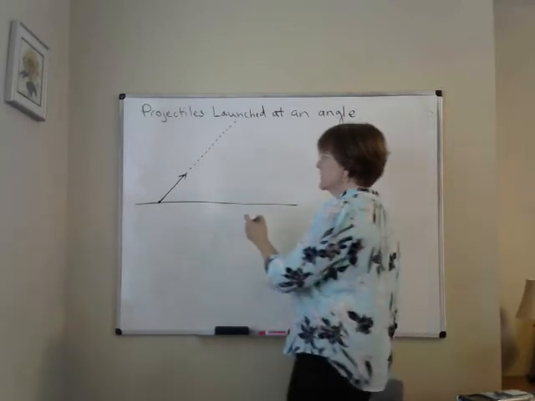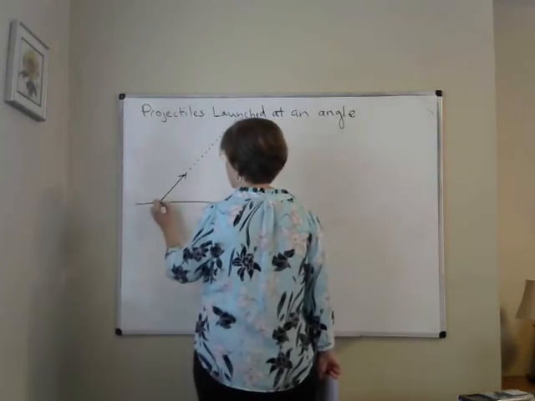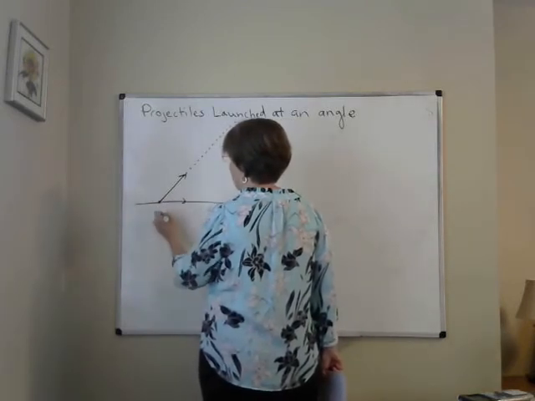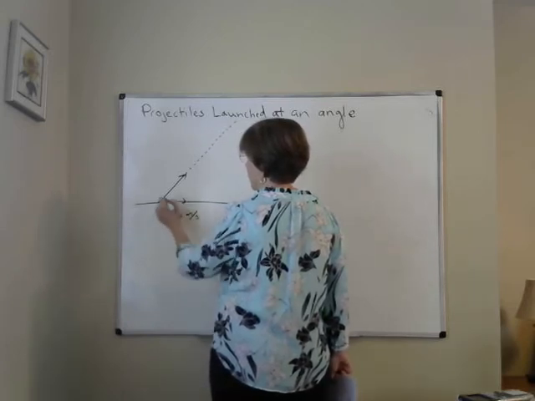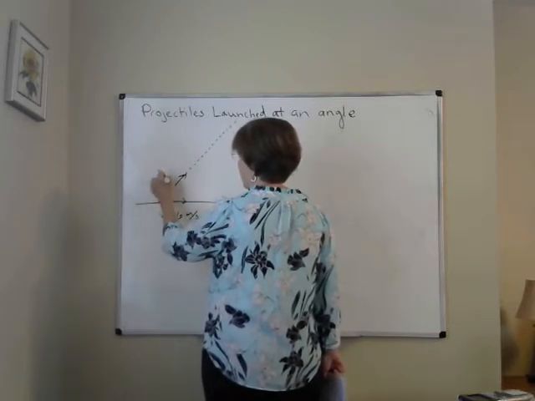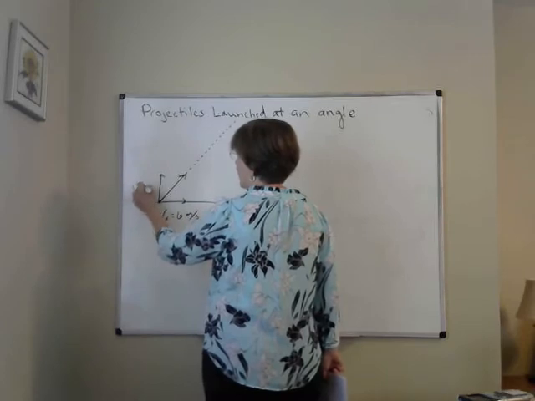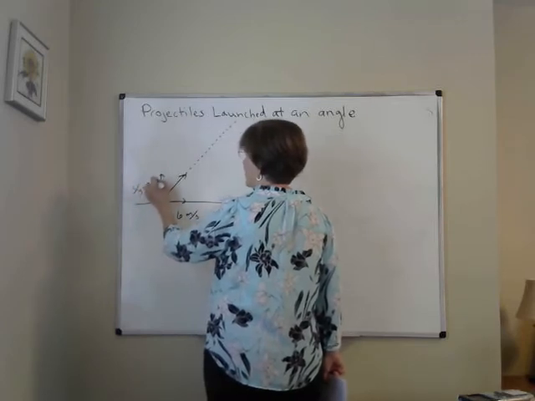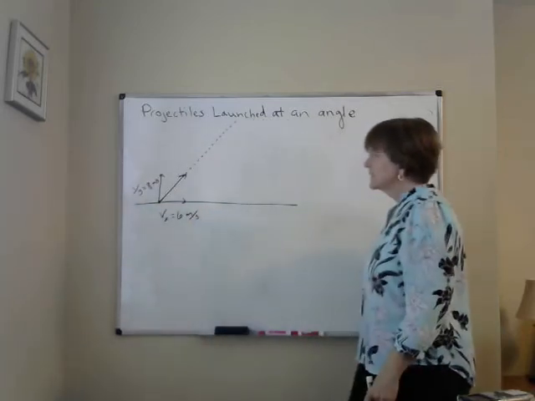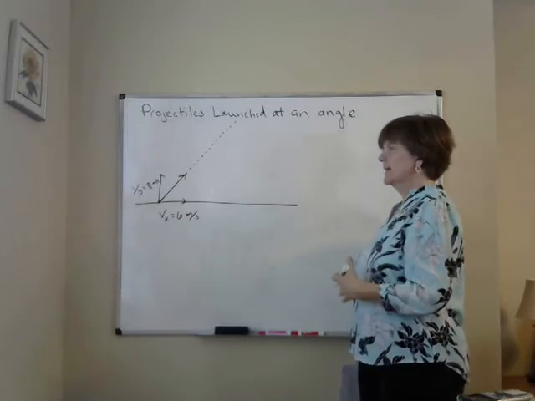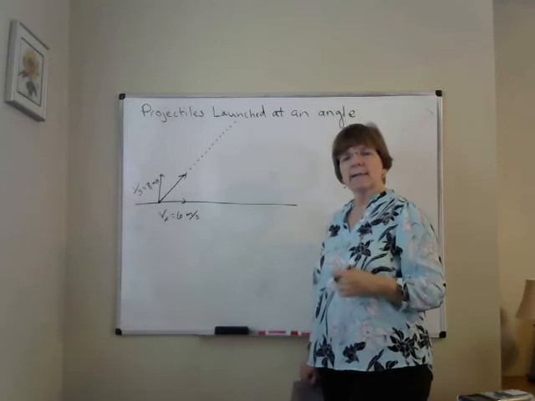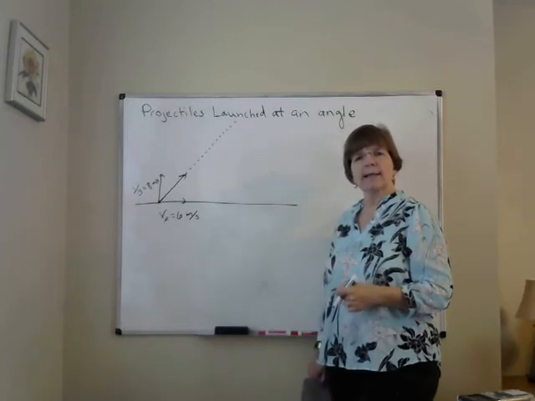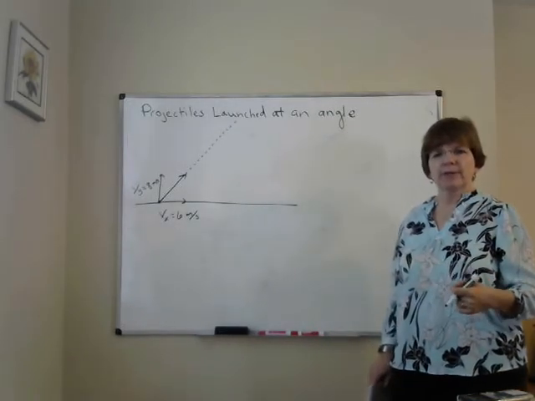Let's suppose it's going this way. I'm going to put some numbers here. Maybe Vx is 6 meters per second, but Vy is 8 meters per second. Well, if it's going 8 meters per second up, it's not going to be going up very long, because 1 second later, it's already on its way back down at -2 meters per second.